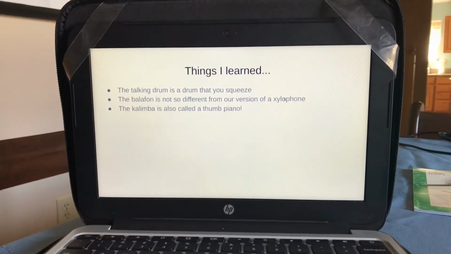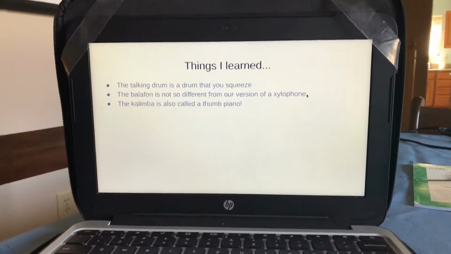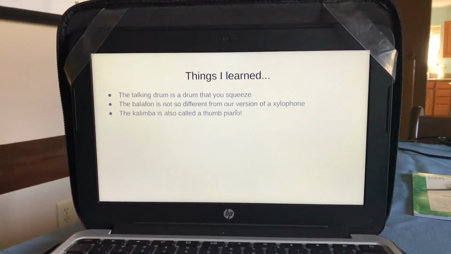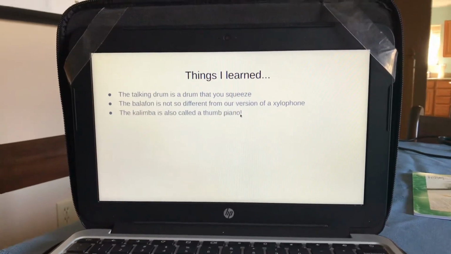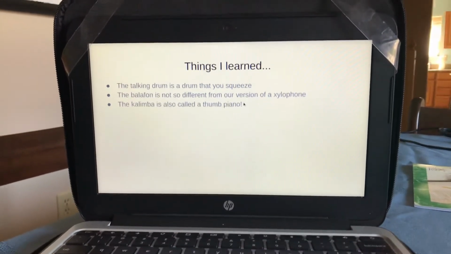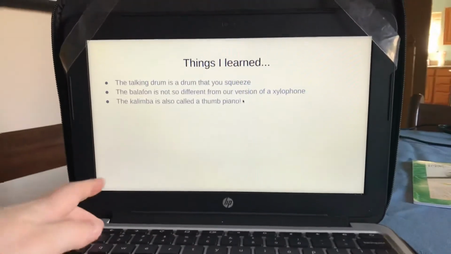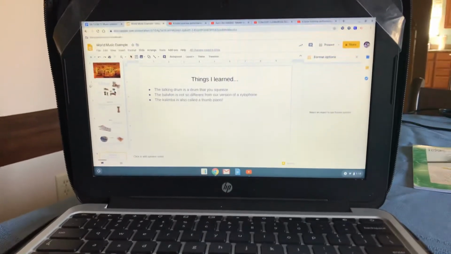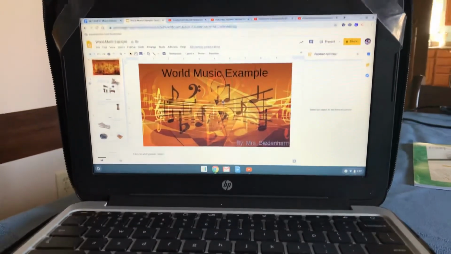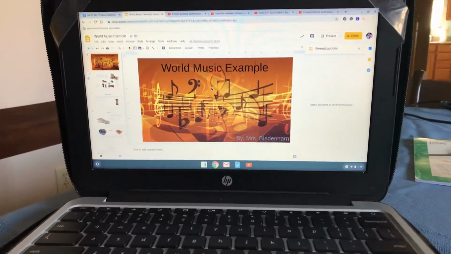The balafon is not so different from our version of a xylophone. That's pretty cool. I didn't realize that. And then the kalimba is called a thumb piano because thumb piano is the most epic word for an instrument ever, and I definitely need to get one for our music group. So this is just what I'm expecting. Three instruments, pick a country, and you tell me why you wanted to learn about that country and tell me what you learned. That's basically your assignment for this week.